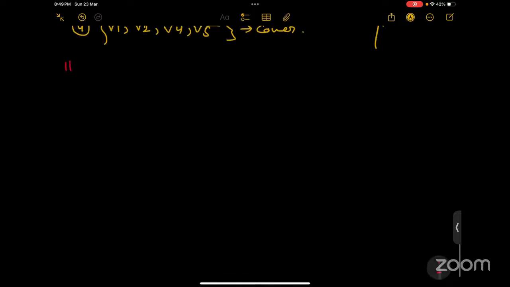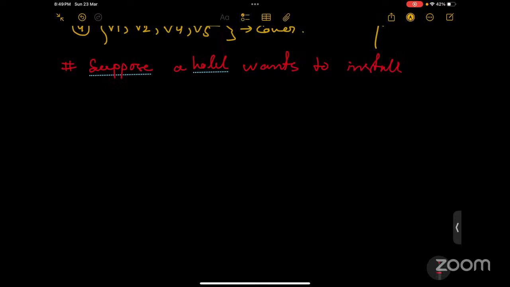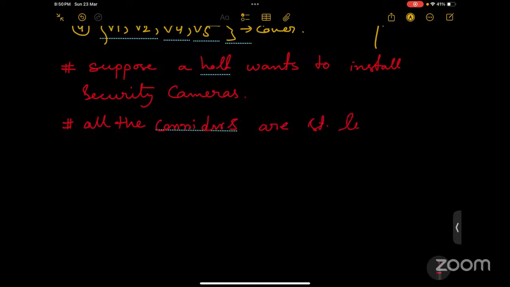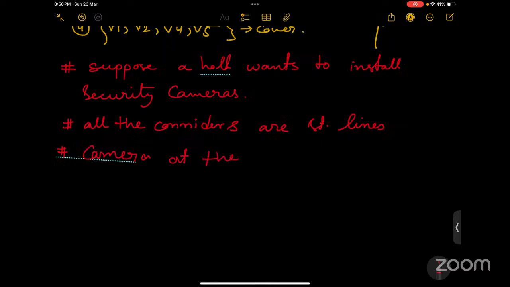So the problem is, suppose we can take all the straight lines, and the camera we have to put at the intersection of corridors.